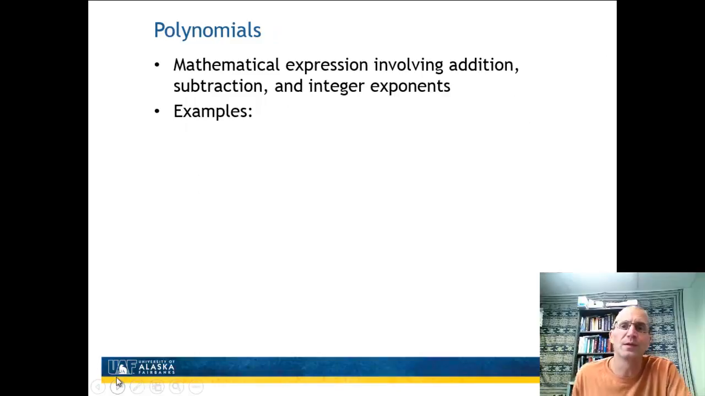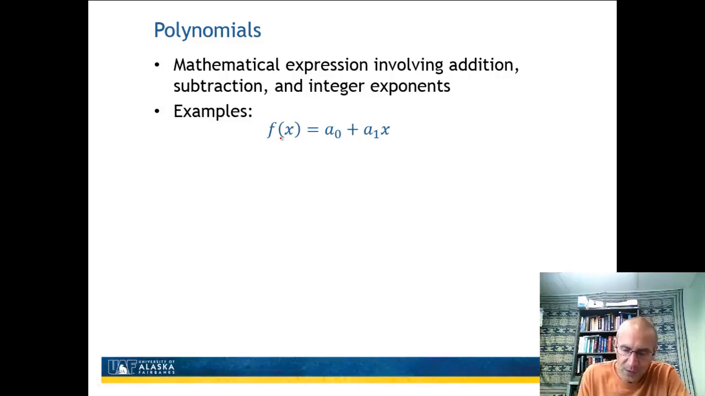So first I'm going to go ahead and review what a polynomial is. And here's a definition I came up with: a mathematical expression that involves addition and subtraction and integer exponents. So let's go ahead and look at some examples. Here would be a simple polynomial. Function of x is equal to a0 plus a1x, where the a's are just constants and x is my variable. So we have simply addition, and we have an integer exponent. We have x to the 1 power.